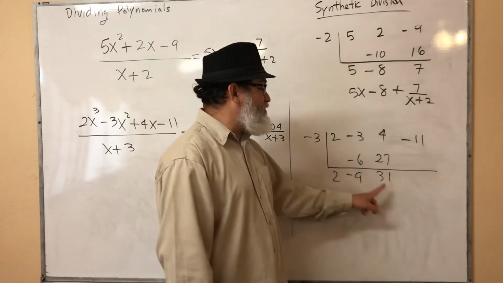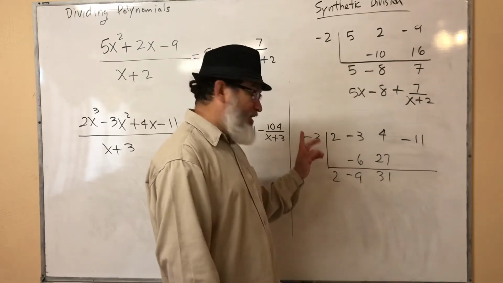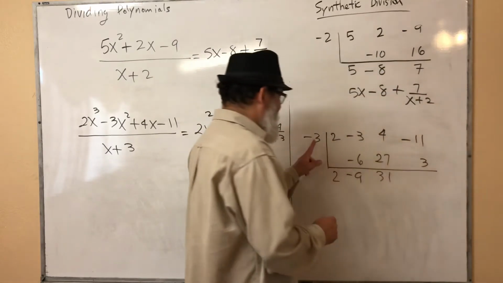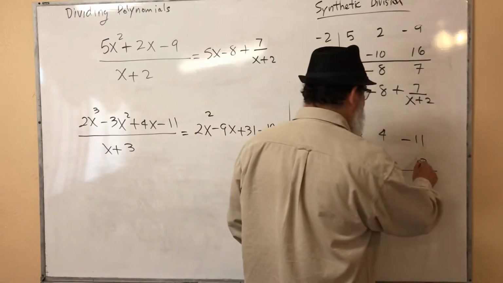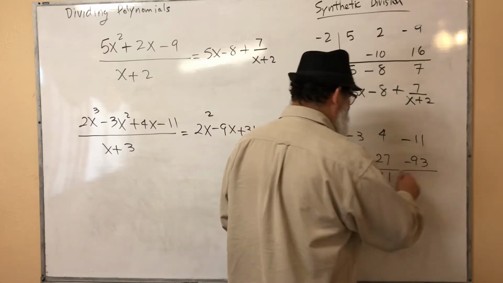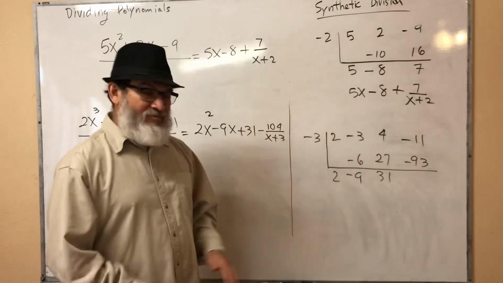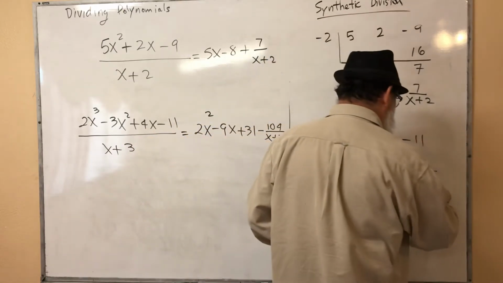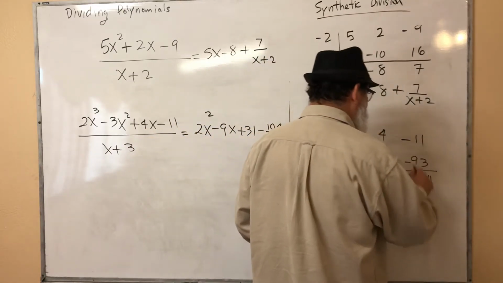The next step is to multiply. A negative times a positive is negative. 3 times 1 is 3. And 3 times 3 is 9. And it's negative. The next step is to add. That's a 4. And that's a 10. And it's negative.